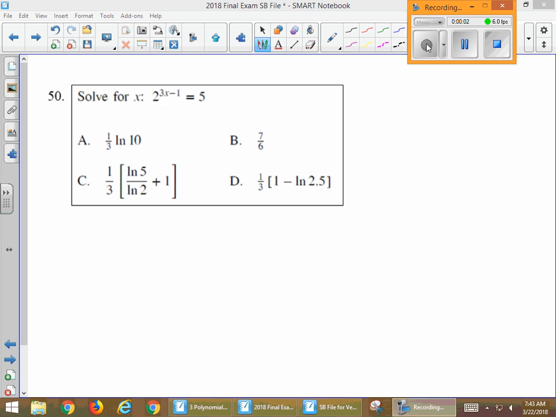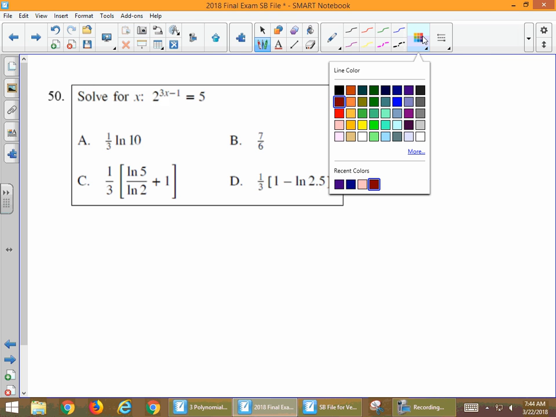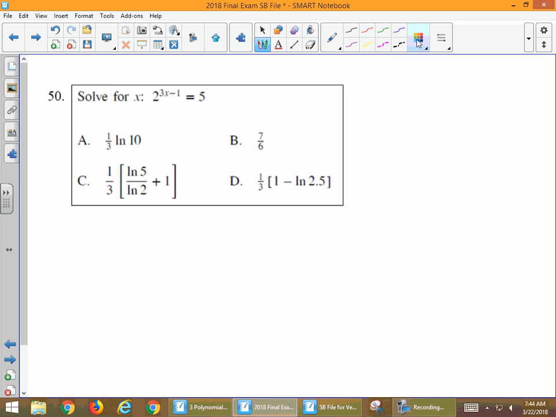All right, a little bit of logs, a little bit of exponentials here at the end just to get us back. We are going to look for an exact value for this problem. Since we only have an exponent on one side, we can just start by taking the log or ln of both sides. Since I see ln's in my answers, I'm going to take the ln of both sides. I'm going to use ln.